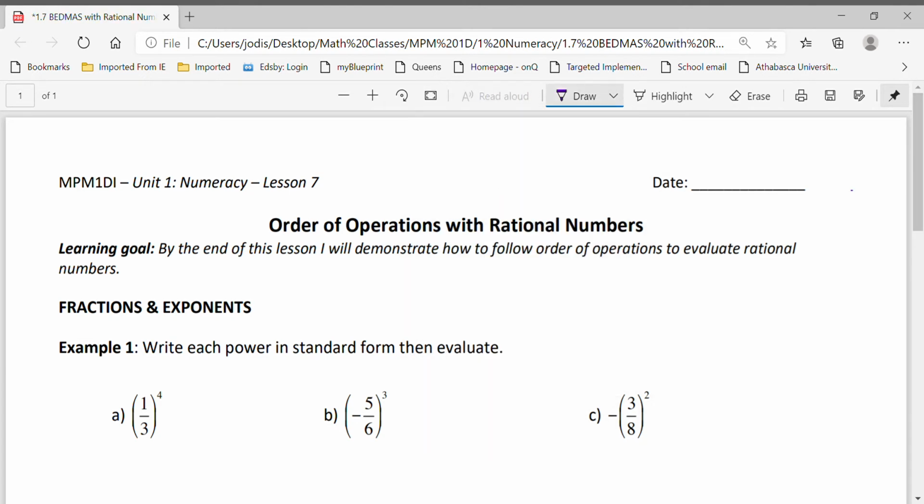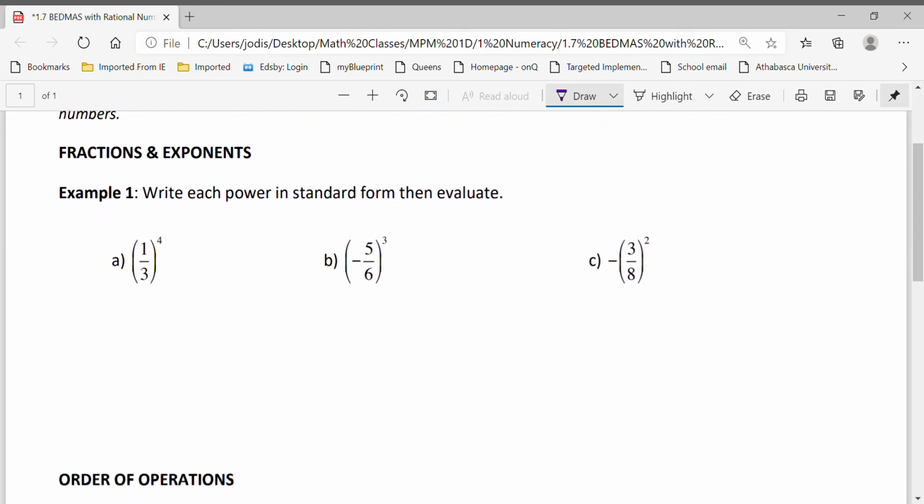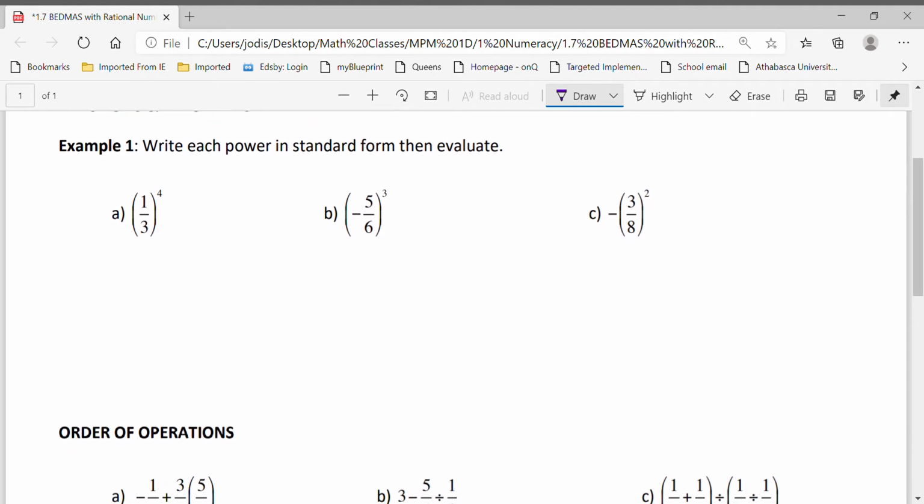Okay, so we're going to look at a couple of fractions and exponents first, just to make sure that you remember your rules for those. For the first couple of these, I'm going to write it out in expanded form first, just so that we can remember what these actually look like. So this would be 1/3, but we're writing it 4 times, not writing the number 4.